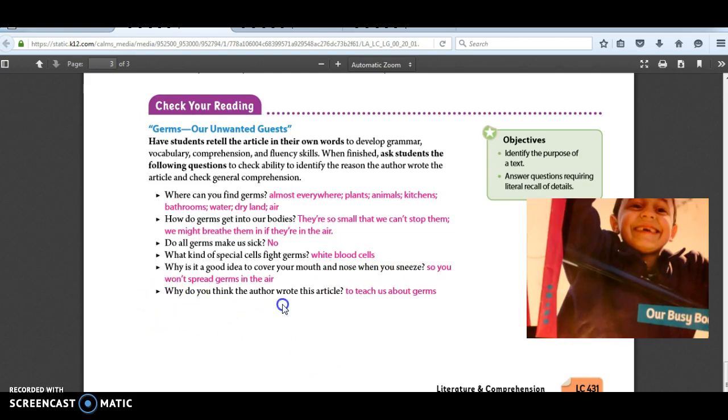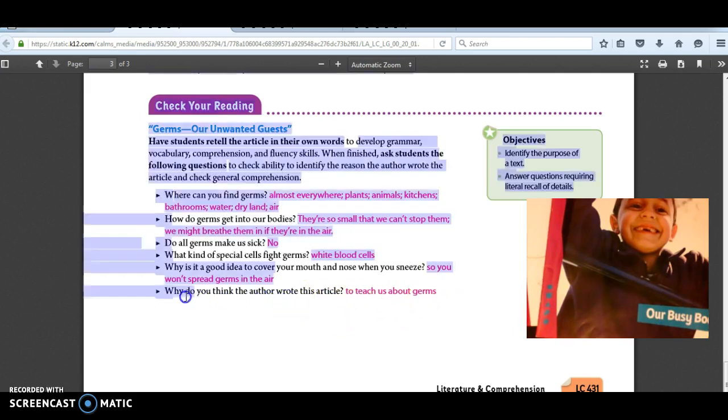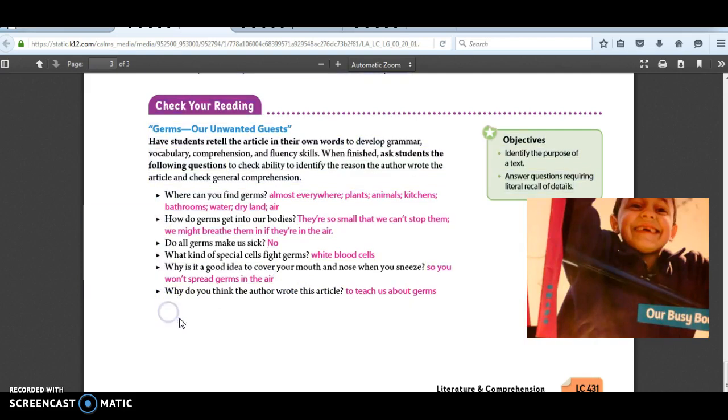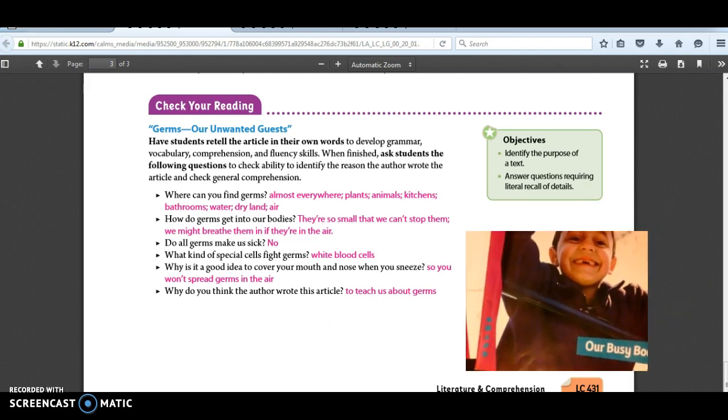Why do you think the author wrote this article? Here is where you can talk about the purpose of the article. Was it to entertain us or to teach us about germs? So these are some questions that you can ask your student to check their comprehension skills. If they have a difficult time with these questions, you may want to go back to the article and help them locate the answers in the article.